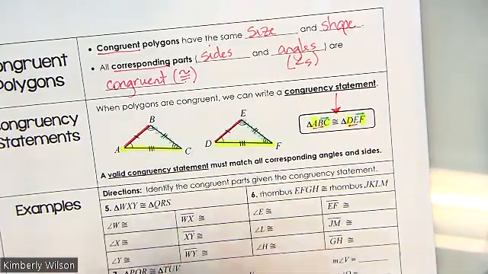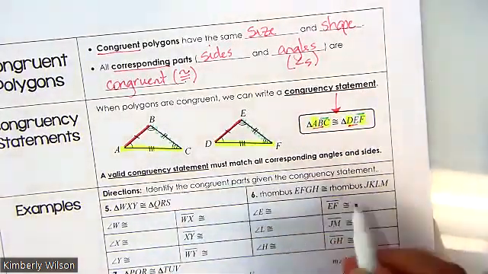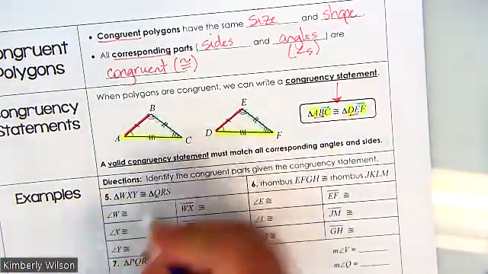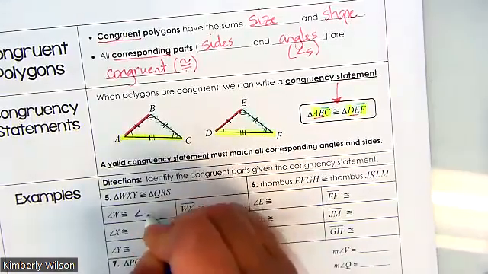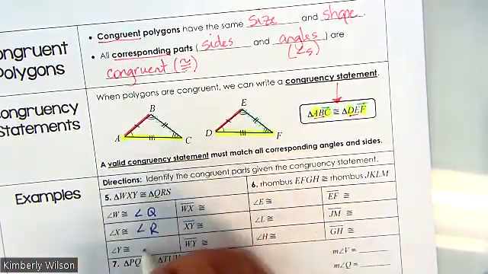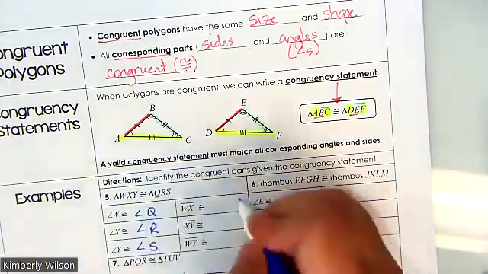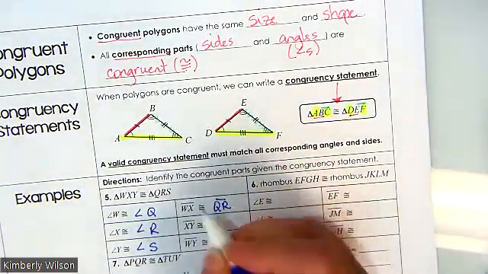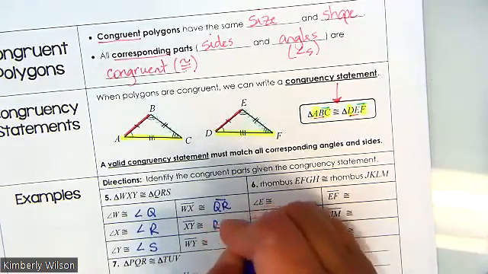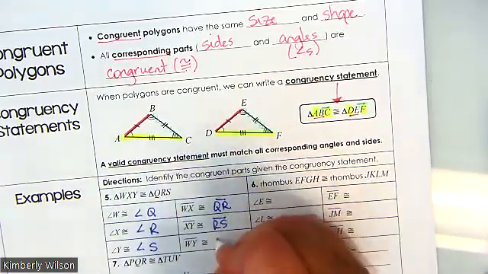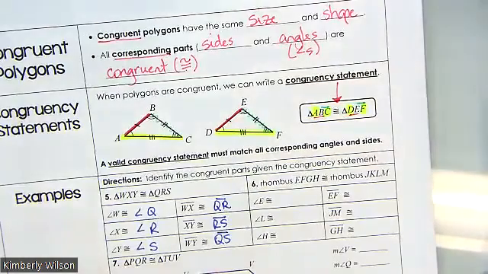Let's look at number 5. We want to identify the congruent parts given the congruence statement, so the order that the letters go in. This means W goes with Q. Angle W is congruent to angle Q. Angle X is congruent to angle R. Angle Y is congruent to angle S. WX is congruent to QR. And yes, you must have the line over it. XY is congruent to RS. And WY is congruent to QS, with the line over it.